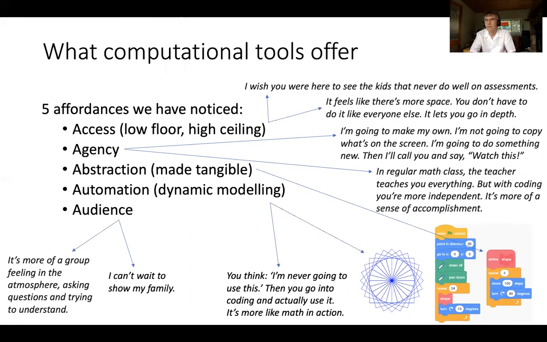And automation, obviously. If you're going to do this by hand, it will take you a long time. You make a change, you have to do it again. Here, you make a little change, click on the code, and it runs dynamically. You can see what's changing. And audience: students take things home. It's easier to share digital artifacts. And also within the classroom, students are talking to one another more. It becomes more collaborative. They're sharing. They become an audience for one another as well.